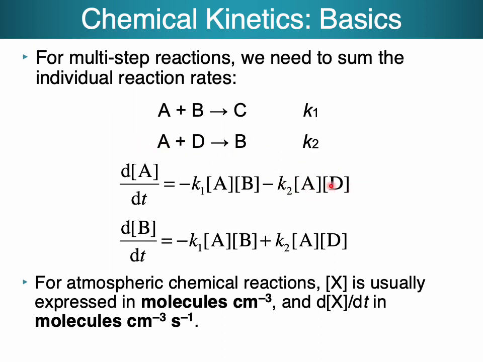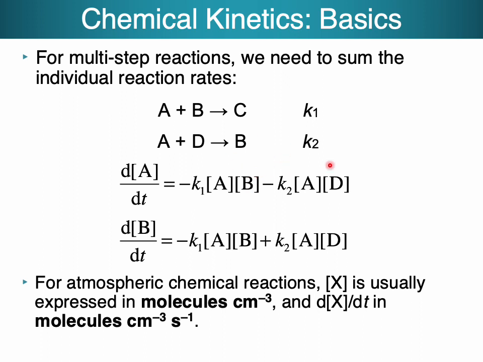B is interesting because it is being consumed in this reaction but being produced in this reaction. So the rate of change of B should be, first, considering this reaction, minus K1 times concentration of A times concentration of B, accounting for the disappearance of B due to this reaction. But then you also have to consider the appearance of B due to this reaction. So you would have plus K2 multiplied by the concentration of A times the concentration of D. All right.